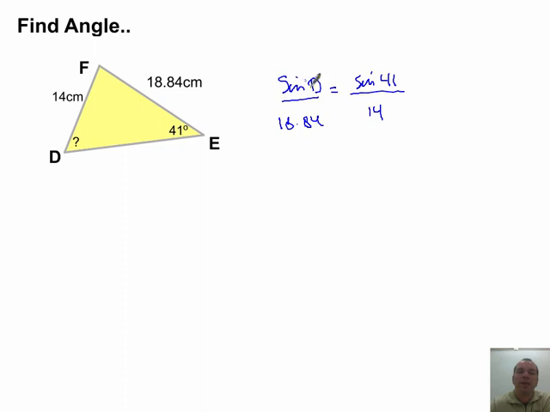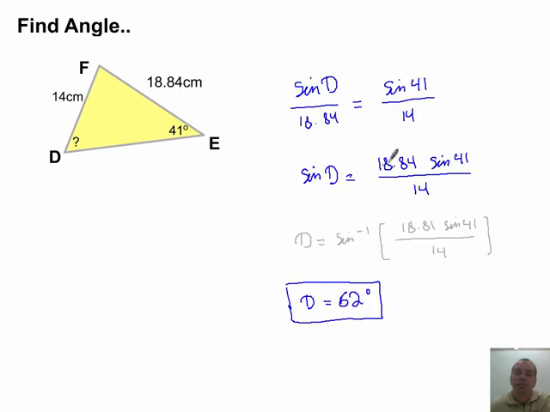Now I'm solving for sine D, and that's 14 diagonally across, so that goes dividing. So sine of D is equal to 18.84 sine of 41 divided by 14. And just remember, I have the answers already made up, so here it goes. 18.84 times sine of 41 divided by 14.